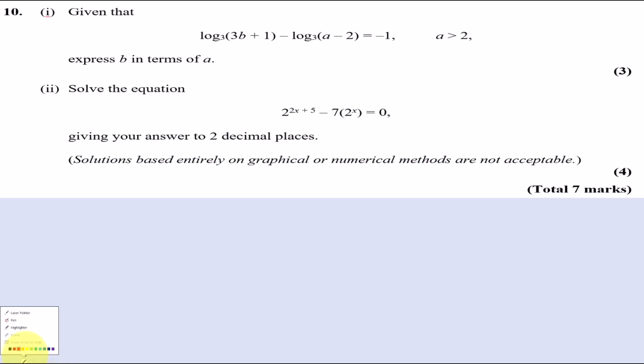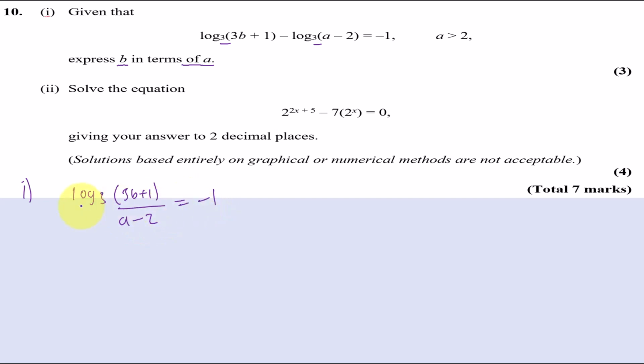Right, let's have a look. It's just more application of logs. Now I'm going to speed up with this one. Look at this. We want to express b in terms of a. Sounds complicated, but let's just use our normal log laws. Oh look, same bases. I like that a lot. We can use the division law here. Straight away we want to simplify that. So what we're going to get is log 3 of (3b plus 1) over (a minus 2) equals minus 1.